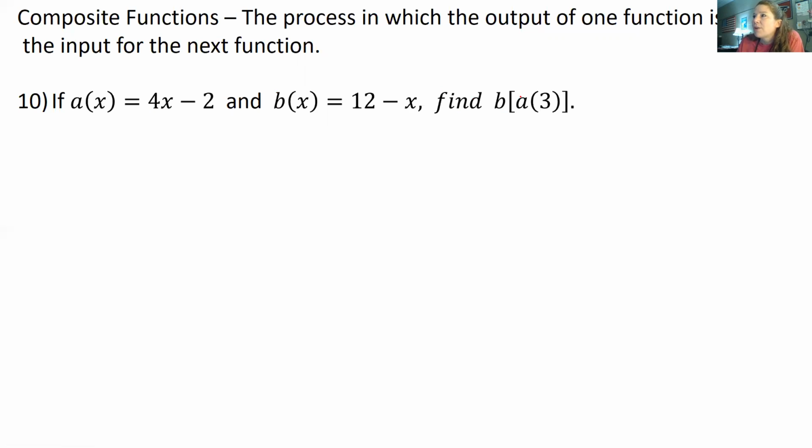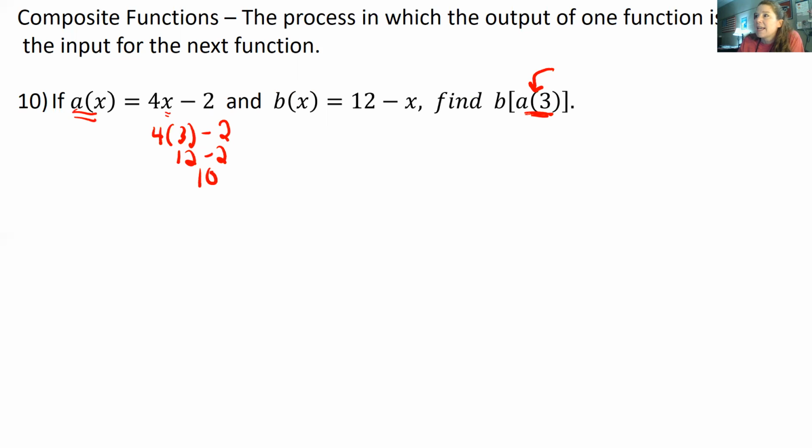So you always start in the middle. So I'm going to start right here, and I'm going to say a of x. Well, do you see what this 3 is in the place of x? So I'm going to start with this one, and I'm going to substitute a 3 for x right there. So 4 times 3 minus 2. So 4 times 3 is 12, minus 2 is 10.